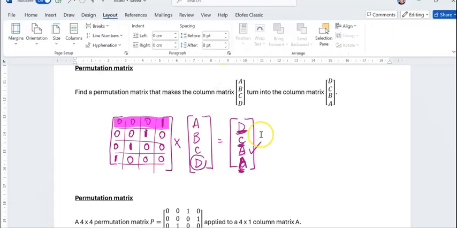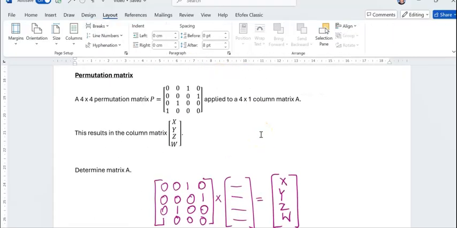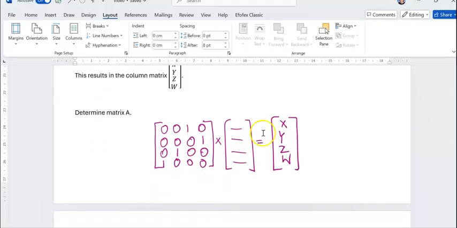The third type of example is where they give you the P matrix and the answer matrix, but they want you to calculate the original matrix. So again, we're looking at this unknown matrix, matrix A, and what I've got to put into matrix A is an X, a Y, a Z and a W somewhere in there. Knowing how multiplication works will assist me to figure out which letter to put in which position.